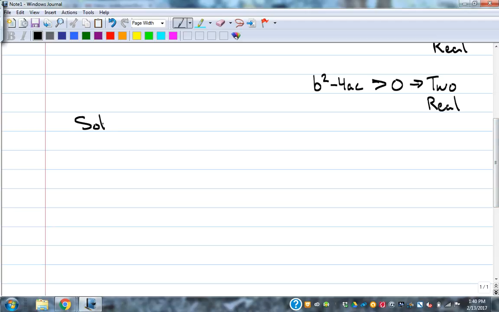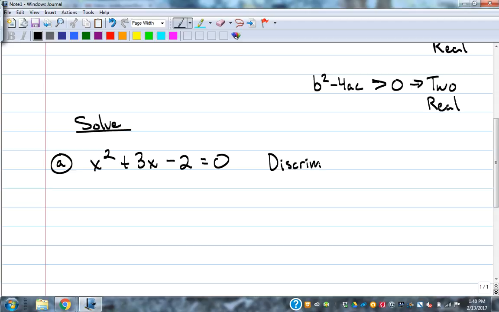So solve the problem. Example A, nice easy one. X squared plus 3x minus 2 is equal to 0. Is that ready for the quadratic formula? Yes, because it is equal to what? 0. Okay. So one of the things I want to try to get you in the habit of doing is to find the discriminant first. All right. So remember, that's the b squared minus 4ac part.